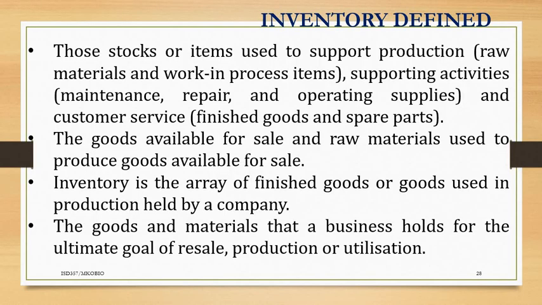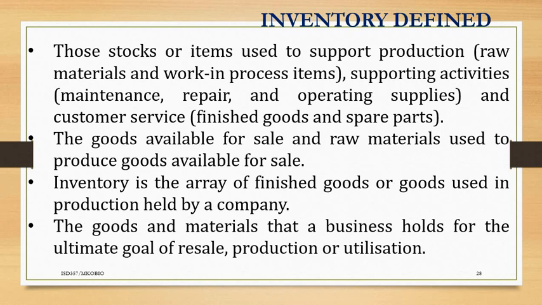What do you mean by inventory? Those stocks or items used to support production. So those stocks that you have been seeing in the organization that are used to support production, we are calling what? Inventory. So they can be what? Raw materials, work in progress items, supporting activity such as maintenance, repair, operating supplies, and customer service. So inventory is the goods available for sale, and raw material used to produce goods available for sale. So those raw materials and the actual goods available for sale, we can call inventory.